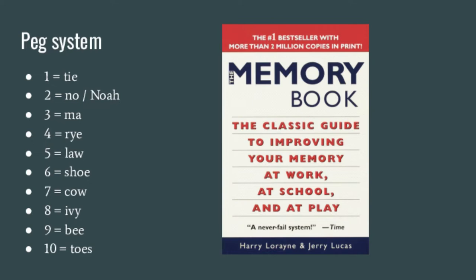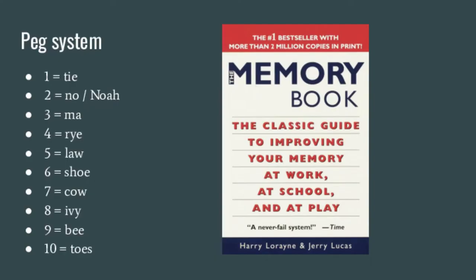Six is shoe. Seven is cow. And you can imagine that seven is like the K or the G sound, so the number seven kind of looks like the angular part of the K, for example. Eight is ivy, a vine. Nine is B, and you think of the number nine as kind of looking like the letter B turned around.